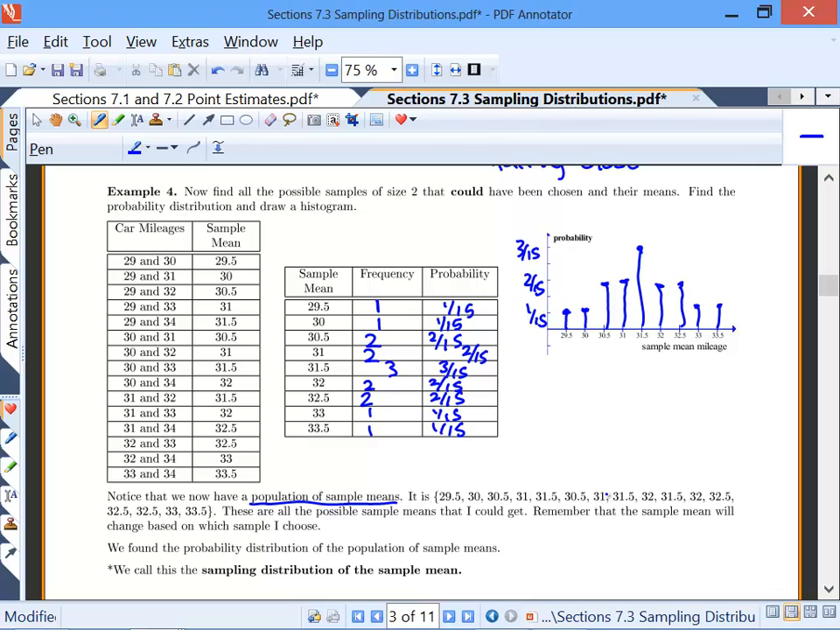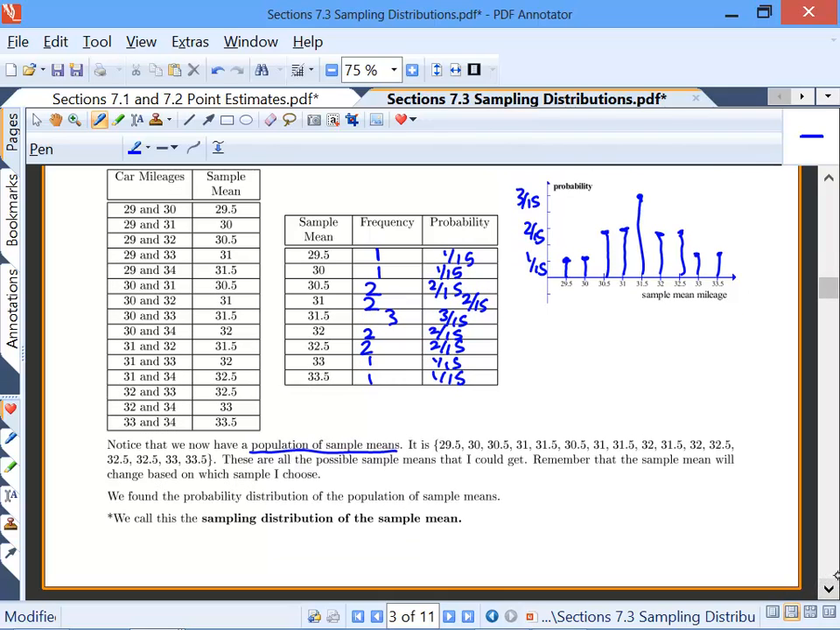Okay. And we found the probability distribution function for the population of all of those possible sample means, and we call it the sampling distribution of my sample mean. Questions to here?